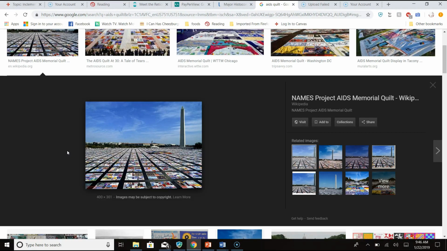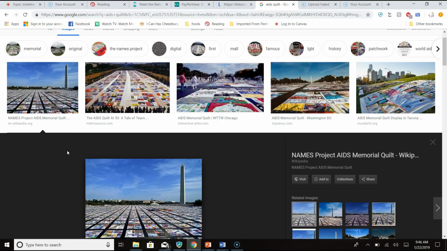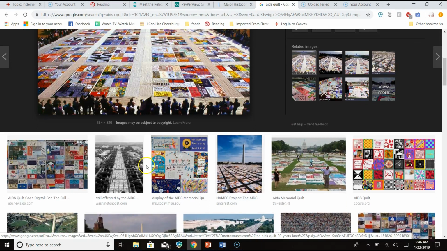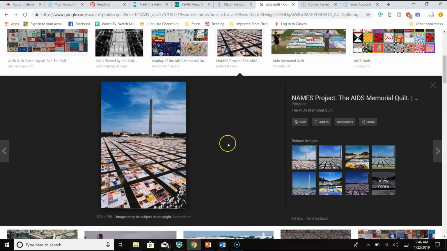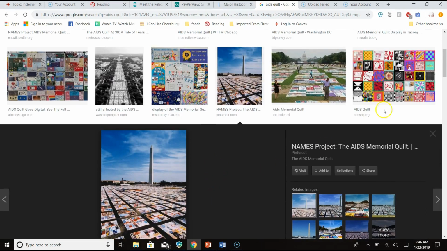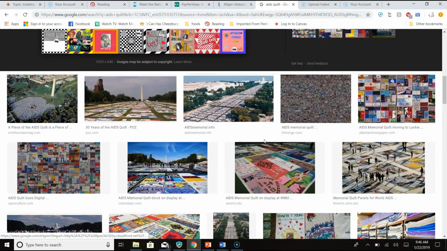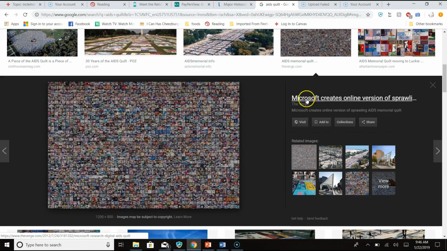And so this is the AIDS Memorial Quilt. This was initially sort of a protest against the Reagan administration's inaction. Every single square on every single quilt represents a life taken by AIDS in the AIDS epidemic, HIV epidemic. And they keep growing this quilt. Every time somebody dies of HIV, potentially we can add to this quilt. And Microsoft has been trying to digitize the entire quilt and make it available online.